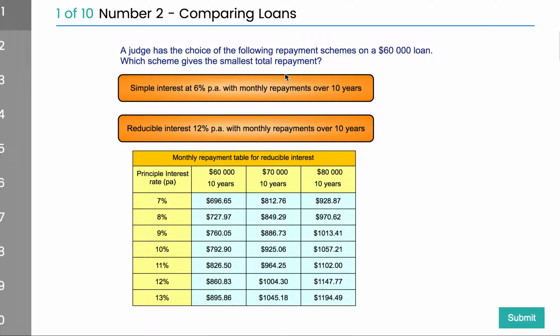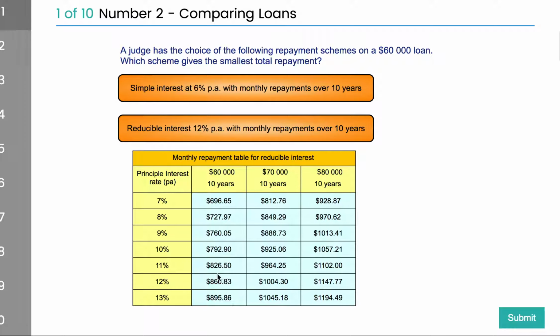So this is comparing two different loan options and which is going to give you the smallest total repayment, so where you're going to have to pay back the least amount of money, and you're borrowing $60,000. Okay, there are two options. One uses reducible interest, which is a complicated formula, but basically it gives you the table to work that one out. So this one's reducible interest, 12%. So we're looking at the 12% line. It was a $60,000 loan and repayments over 10 years.